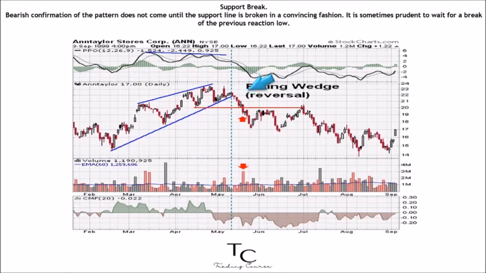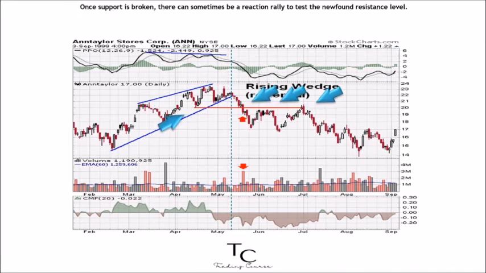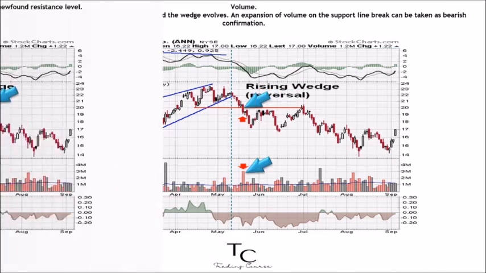Support break. Bearish confirmation of the pattern does not come until the support line is broken in a convincing fashion. It is sometimes prudent to wait for a break of the previous reaction low. Once support is broken, there can sometimes be a reaction rally to test the newfound resistance level.